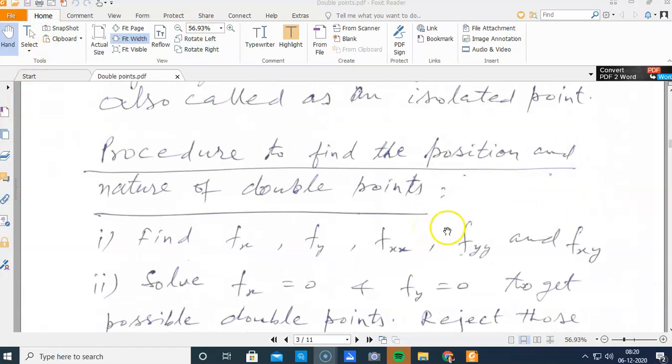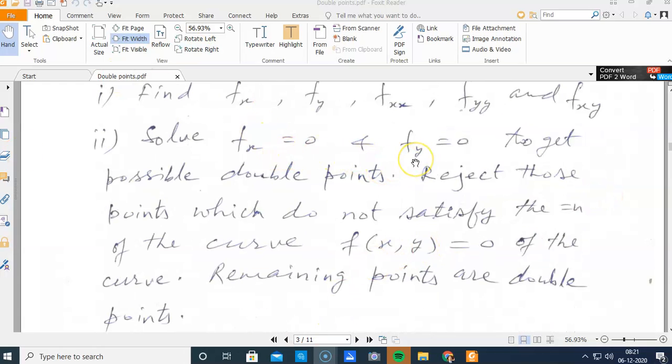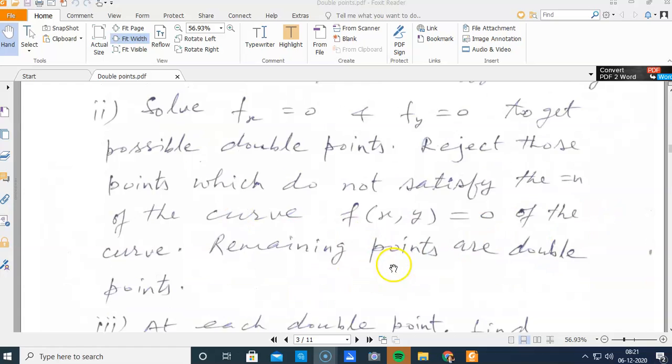Now, the procedure to find the position and nature of double points. The steps: find the partial derivatives of the equation of the curve, that is fx, fy, and then the second partial derivatives fxx, fyy, and fxy. Solve fx equal to 0 and fy equal to 0 to get possible double points. Reject those points which do not satisfy the equation of the curve. The remaining points are double points.